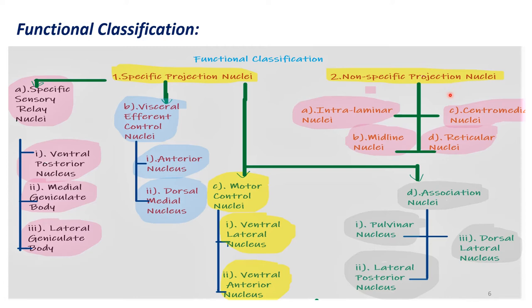If you see the non-specific projection nuclei, they are basically the median nuclei, and then we talked of reticular nuclei also. So intralaminar nuclei are present in the internal medullary lamina, and centromedial nuclei, some people take it as a separate nuclei, but it is a part of the intralaminar nuclei. And then we have the midline nuclei, which is present in the interthalamic adhesion or the gray matter. And then we have the reticular nuclei, which is present slightly outside the thalamus, but part of the thalamus, separated by the external medullary lamina.